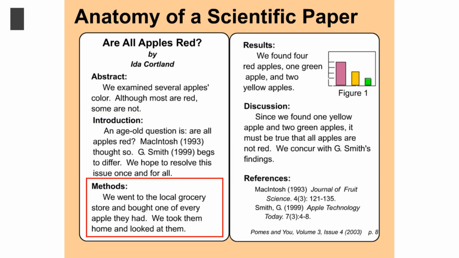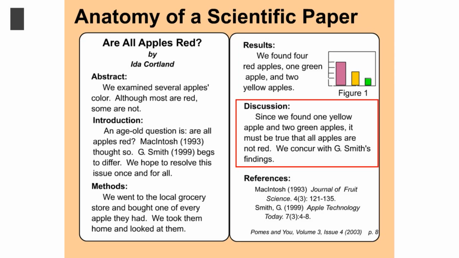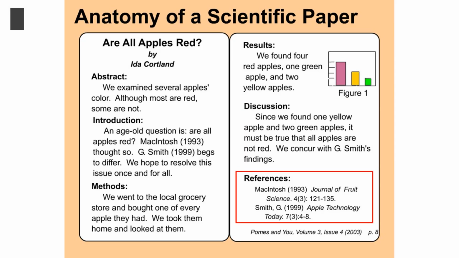Methods: We went to the local grocery store and bought one of every apple they had. We took them home and looked at them. Results: We found 4 red apples, 1 green apple, and 2 yellow apples. As shown in the graph below, these results support our hypothesis. Discussion: Since we found 1 yellow apple and 2 green apples, it must be true that not all apples are red. We concur with Smith's findings. References: McIntosh 93 and Smith 99.